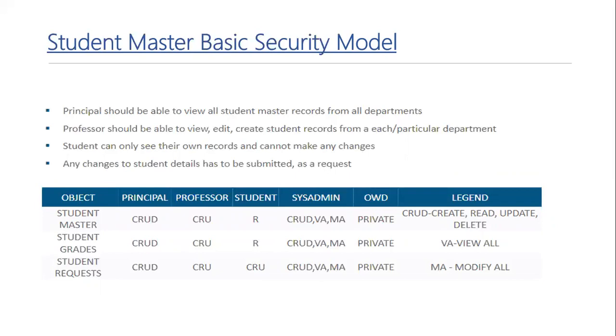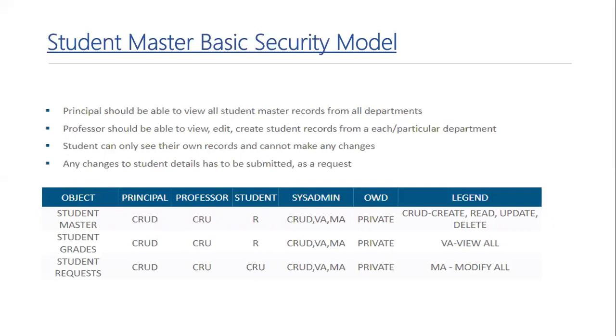I have created small tables like student master, student grades, and student requests. CRUD is nothing but create, read, update, and delete. The principal will have all the CRUD permissions. The principal should be able to create, read, update, and delete records. The principal is the user who has a principal profile assigned to it. So we'll be creating three profiles: principal, professor, and student. The principal profile will have all the CRUD permissions.